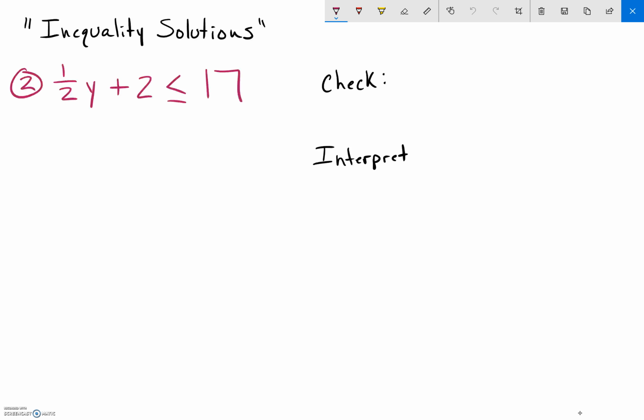All right, we're going to keep motoring through these, try to keep them to 2 minutes or less for each question. So number 2 is half of y plus 2 needs to be less than or equal to 17. Let's go ahead and solve. First thing we're going to do is take away 2 from both sides.